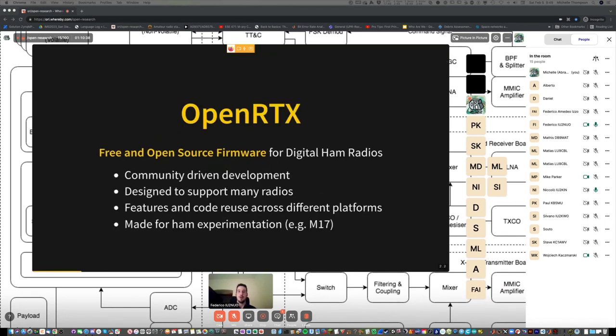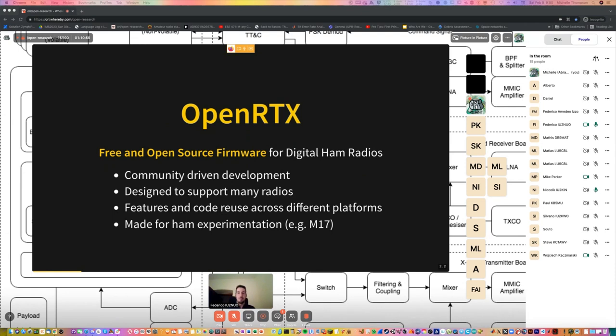First of all, let's talk about what OpenRTX is, for those who do not know already. Basically, it is a free and open source alternative firmware for digital ham radios. The idea is to develop a firmware which can be used on multiple models and types of ham radio devices. What we want is community-driven development, so that everyone with the skills and will to work with us can participate in the project and submit code or bring new ideas.